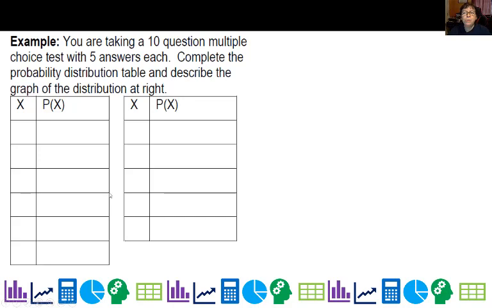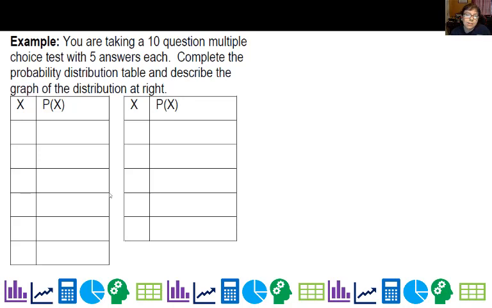All right. So now you're taking a 10 question multiple choice test. So it's even harder with 5 answers for each. Can you imagine if we did the tree for that? 1,024 outcomes. All right. So we're going to complete the probability distribution where X is the number of answers you get correct. All right. So N, P, and X.